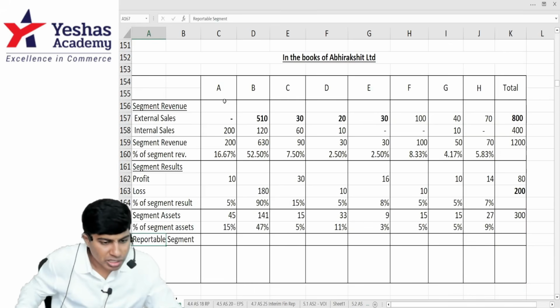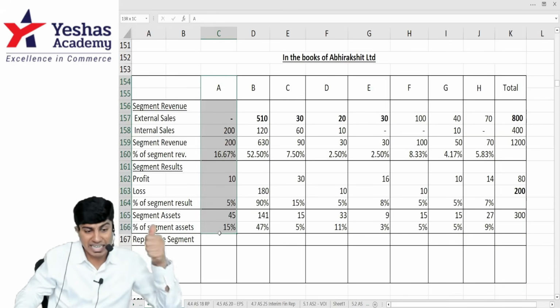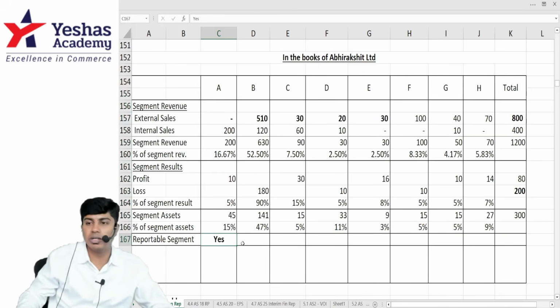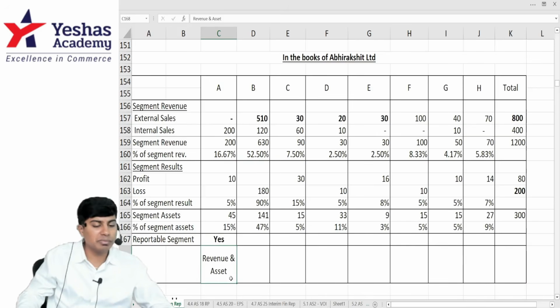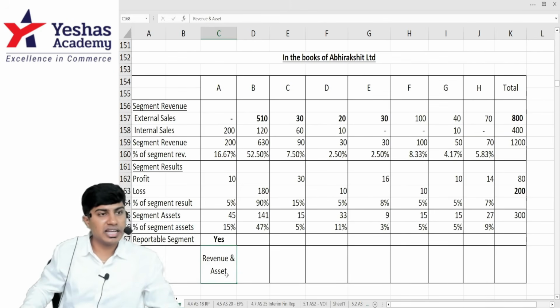Now we'll write the conclusion. 16.67, yes. 5, no. 15, yes. Answer is yes. Reportable based on revenue and asset. Result, basically it's a no. Don't write all. It is result and asset. It's not difficult, so don't do wrong.